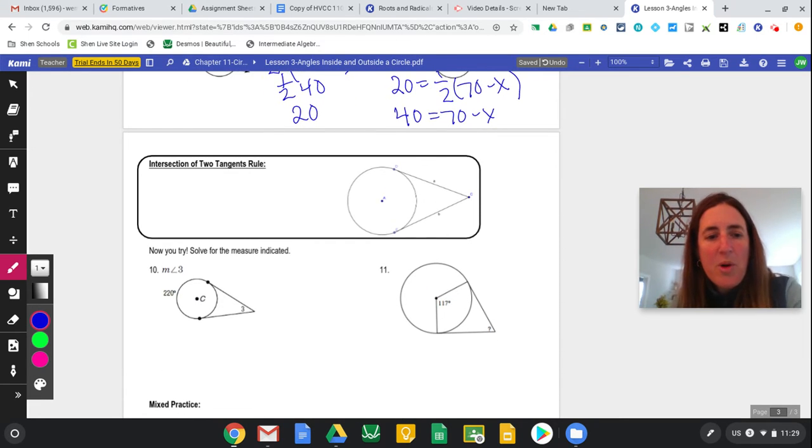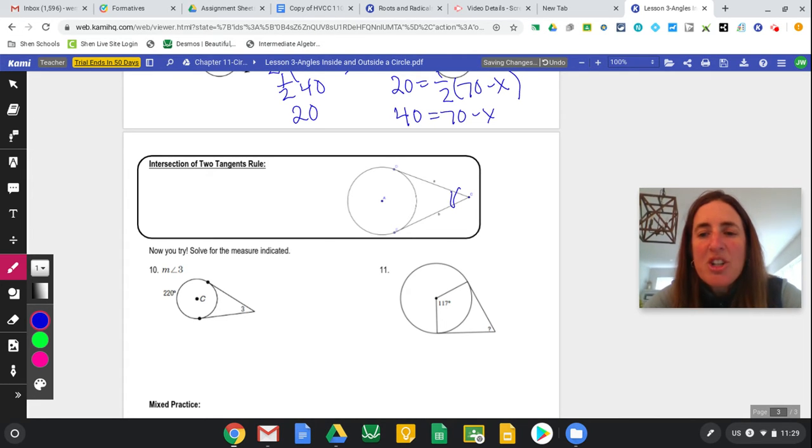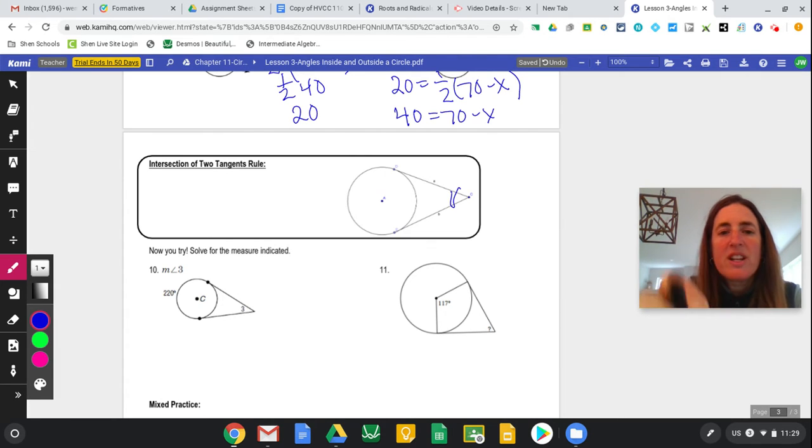Woo! We've got one more example here. It says intersection of 2 tangents rule. Same idea as the 2 secants. The tangent comes from the outside, except this time you're only touching the circle in one spot on the circumference. So each of the tangents touches in one spot. Again, you're going to take half of the 2 arcs subtracted.